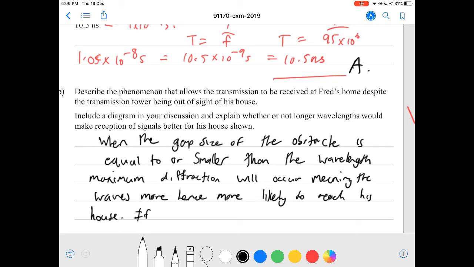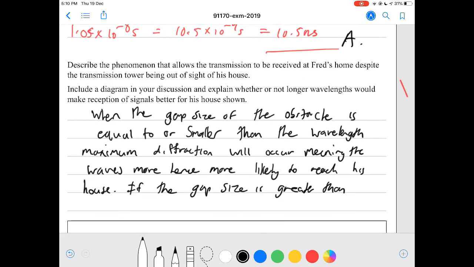If the gap size is greater than the wavelength, minimal diffraction, hence less likely to reach the house.